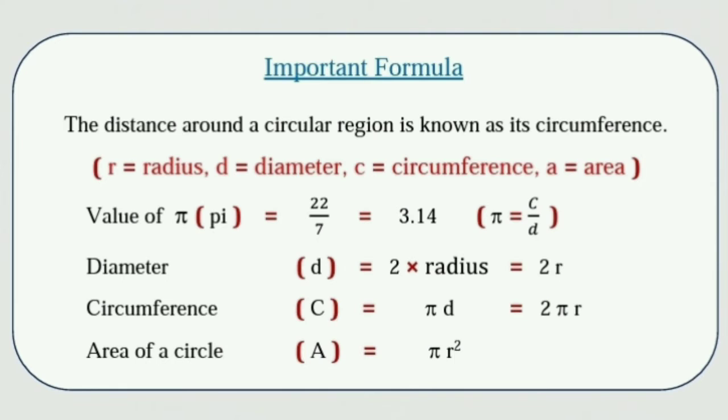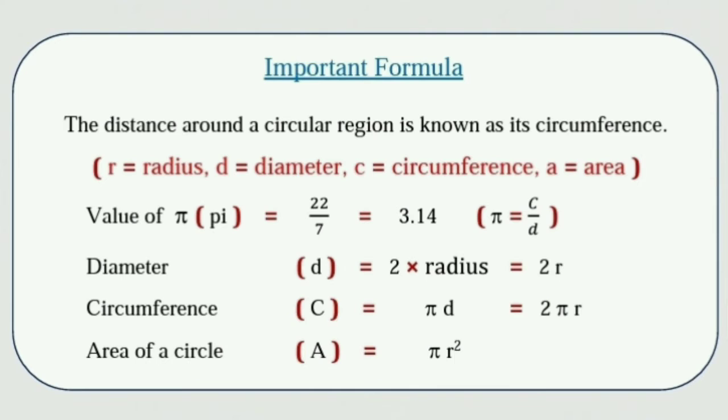Important formula: the distance around a circular region is known as its circumference. Here r is radius, d for diameter, c for circumference and A for area. Now the value of pi is equal to 22 by 7, which is approximately 3.14. Students, the value of pi is derived from C upon D, where C means circumference and D means diameter of a given circle.